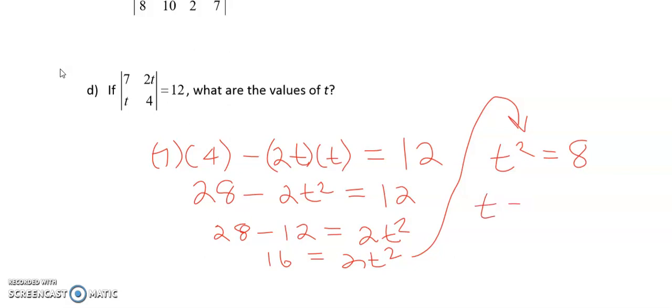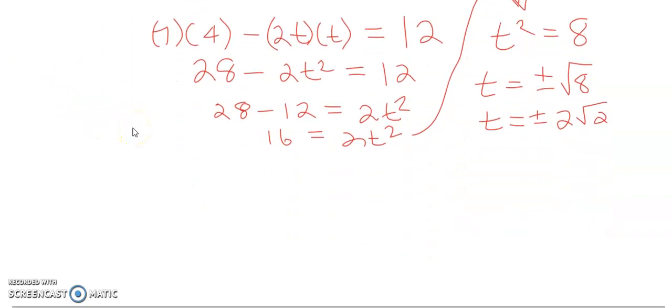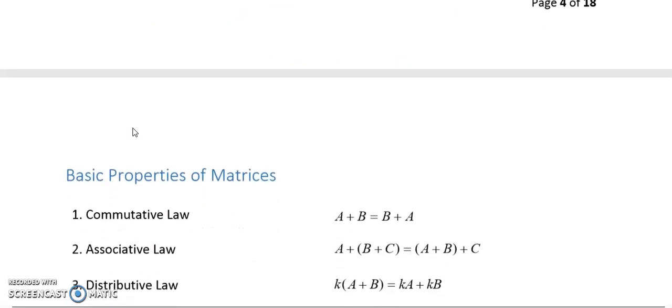So t would be equal to, now don't forget your positive and negative. There's two solutions to this quadratic equation. Positive or negative root 8, which you could also simplify into positive or negative 2 root 2. So that's how you would use this determinant equation and calculate what the value of t is. It's actually very straightforward, not that difficult at all.